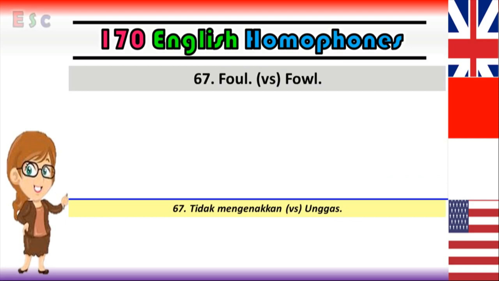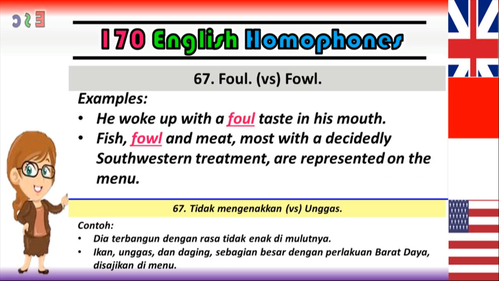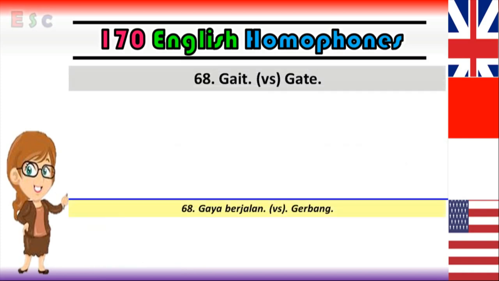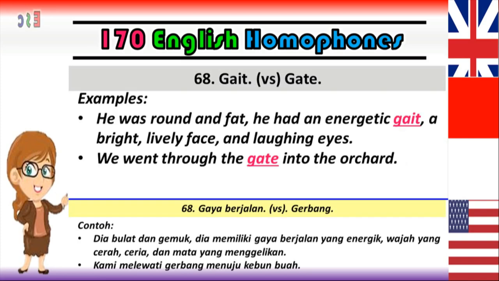67. Foul versus fowl. Examples: he woke up with a foul taste in his mouth. Fish, fowl and meat, most with a decidedly southwestern treatment, are represented on the menu. 68. Gait versus gate. Examples: he was round and fat, he had an energetic gait, a bright lively face, and laughing eyes. We went through the gate into the orchard.